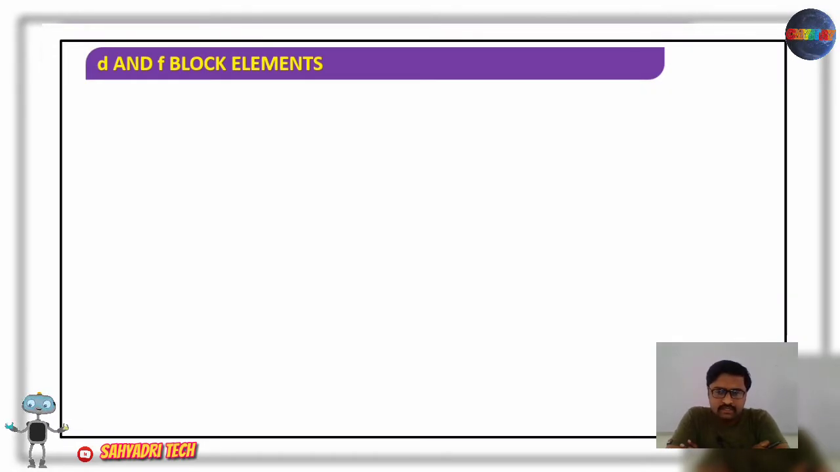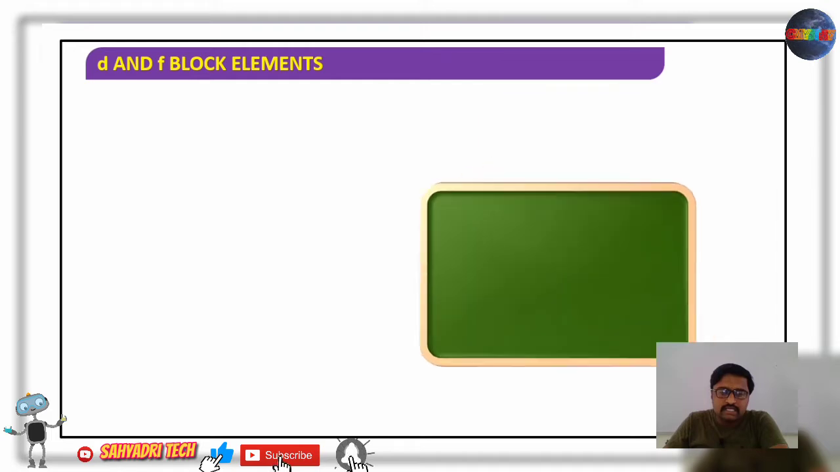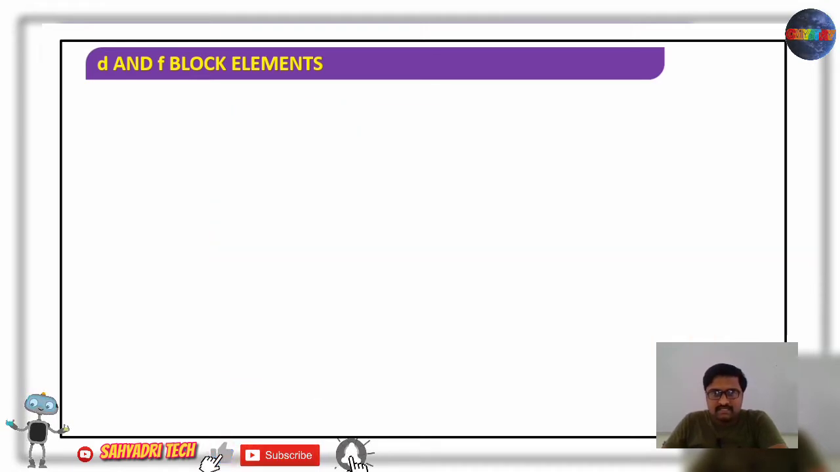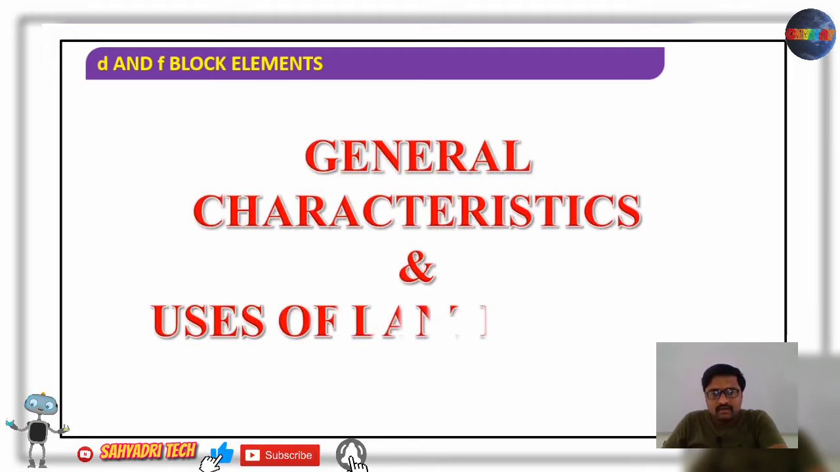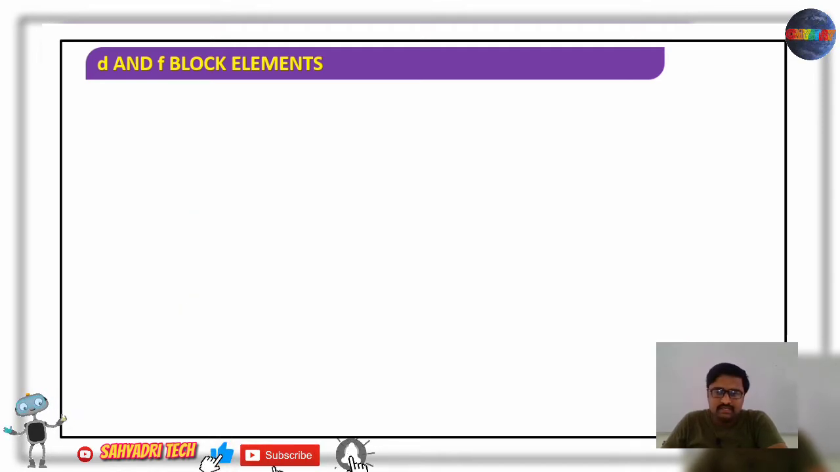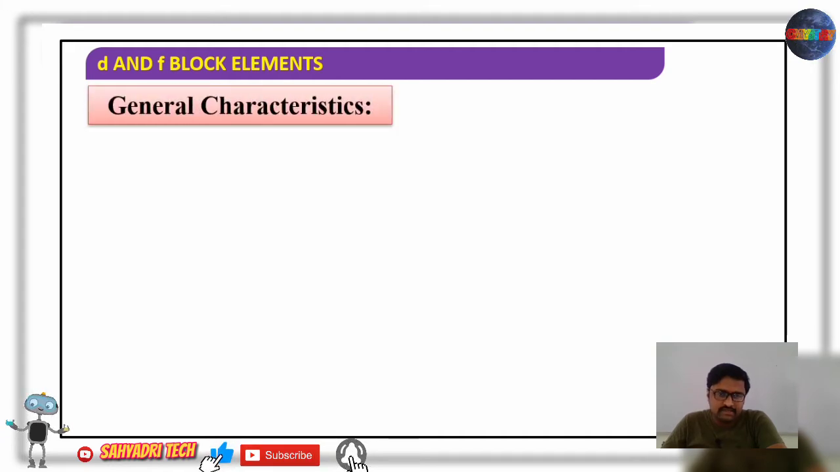So in the previous session, we discussed lanthanide contraction, the cause of lanthanide contraction, and the effect of lanthanide contraction, that is, the consequences of lanthanide contraction. Now in this session, we are going to move on to the next concept of the chapter, that is, general characteristics and uses of lanthanides. First we consider the general characteristics of lanthanides.